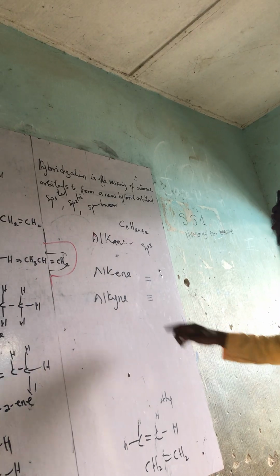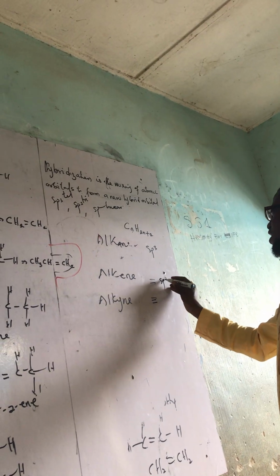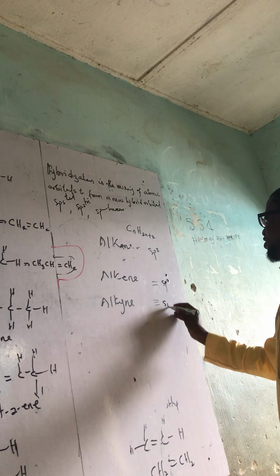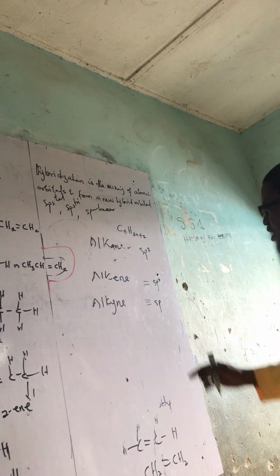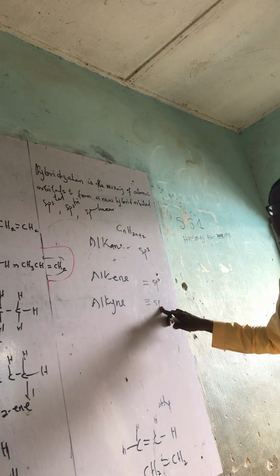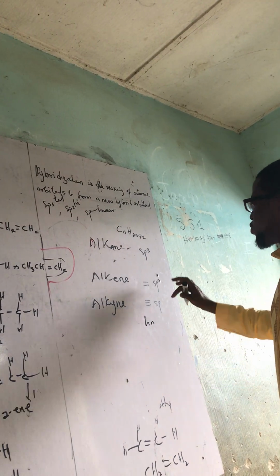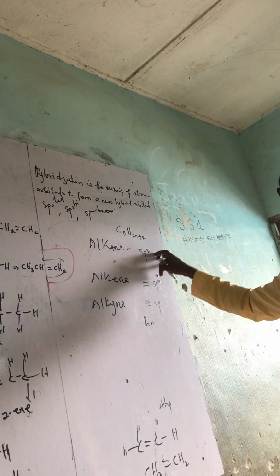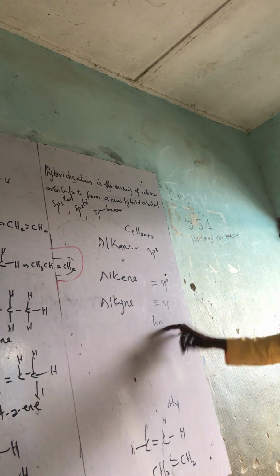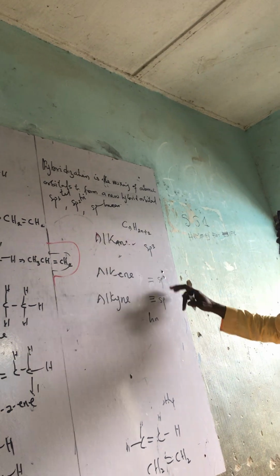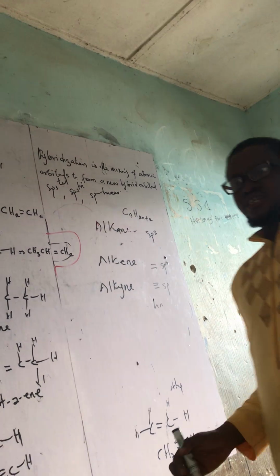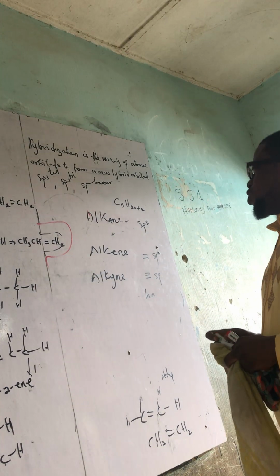The hybrid for this one, like I've said, is sp squared, while this one is just sp. And because P has no power, the name of the structure is linear. This one is trigonal. This one is tetrahedral. Tetrahedral, trigonal, linear. Sp cube, sp squared, and sp for alkyne.